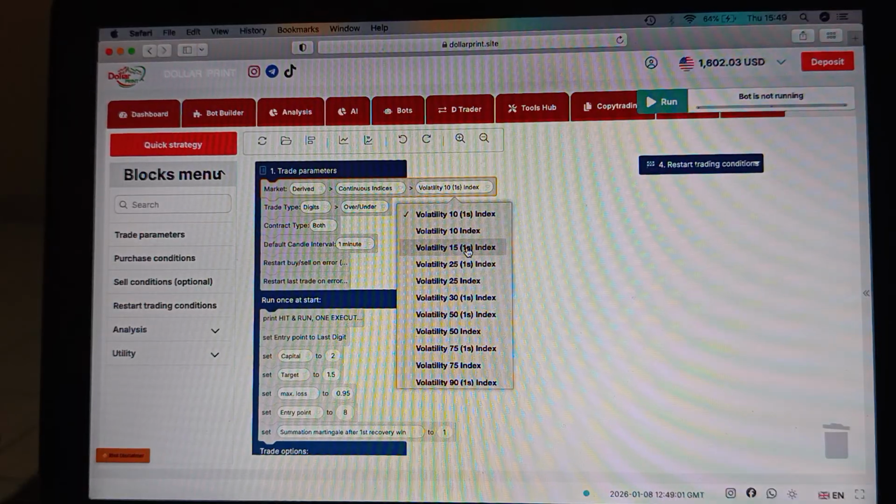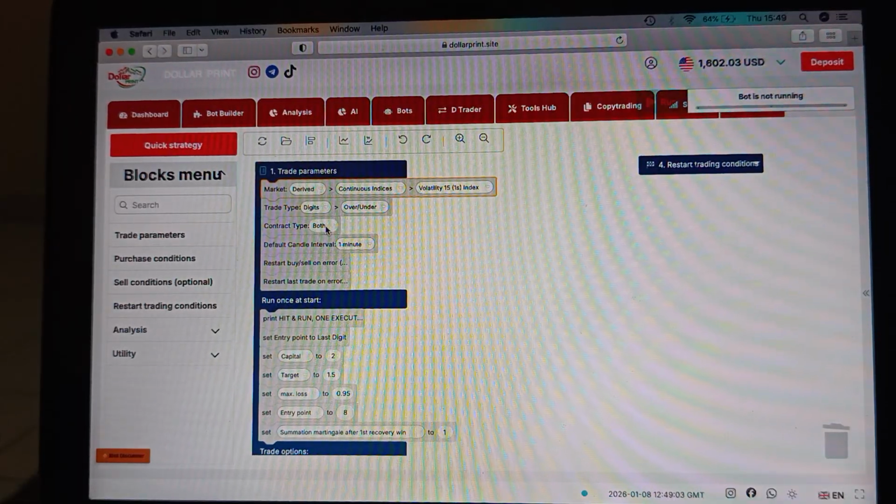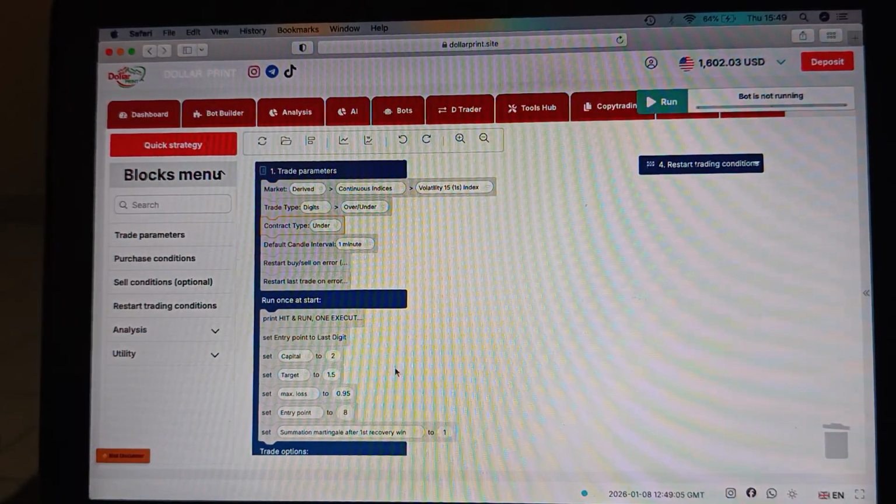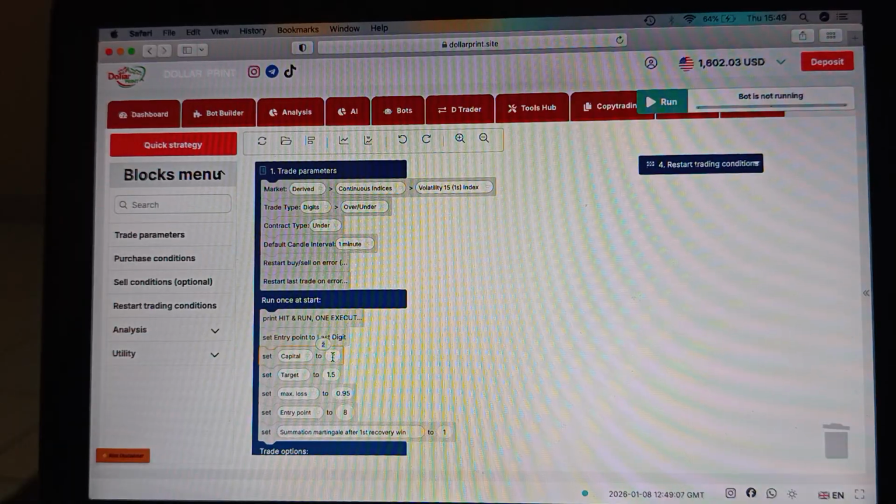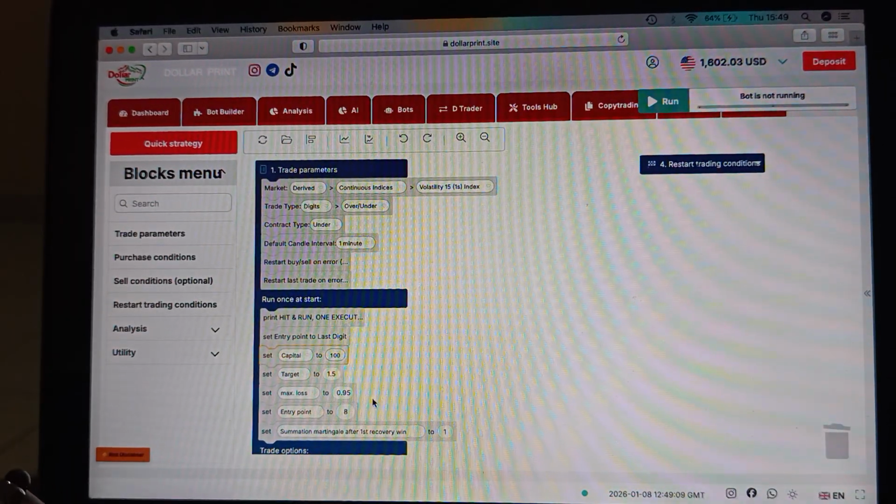I'm using the HitnRun bot, and let me use a capital of only 100, and you need to be fast.